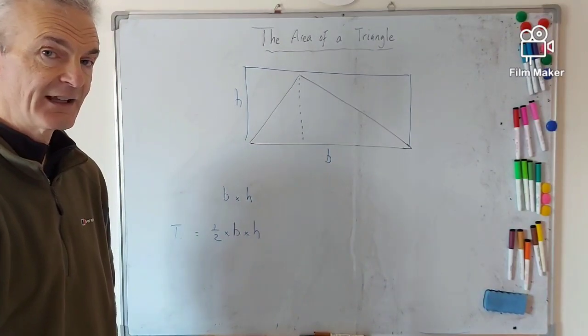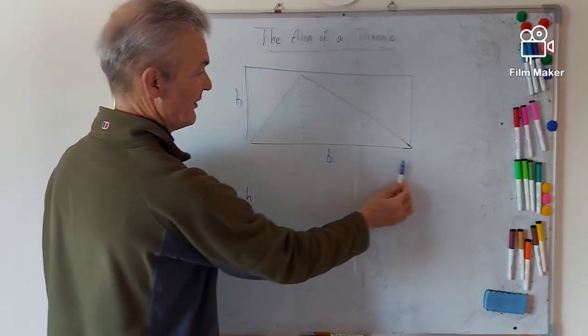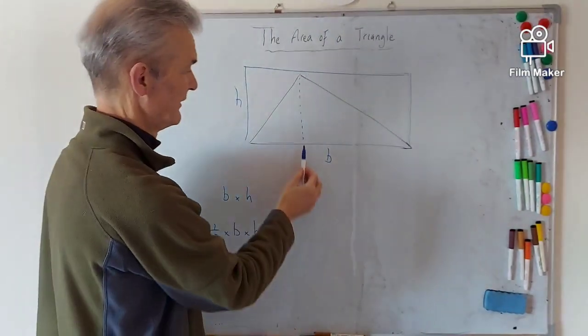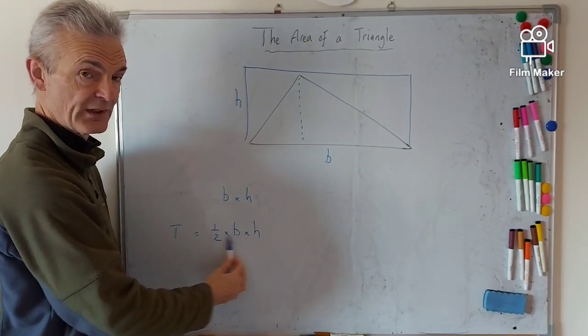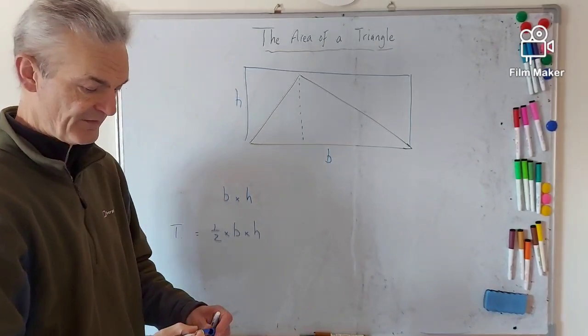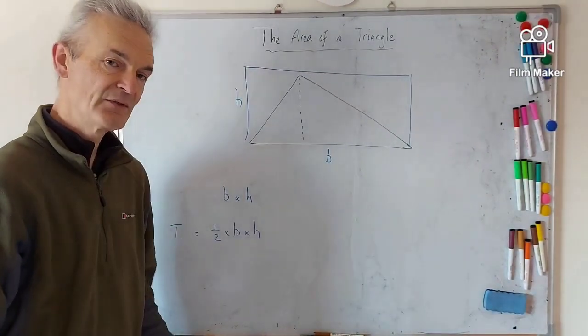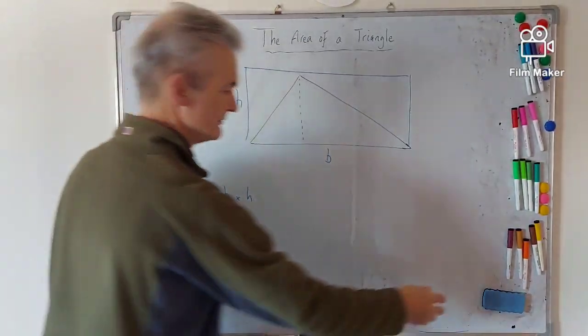So in order to calculate it, we've got to have the base, we've got to know what that is, and we've got to know what the height is. And then we can just use this formula here, which I'm sure most of you are familiar with. But what happens if you've not got the height of the triangle?